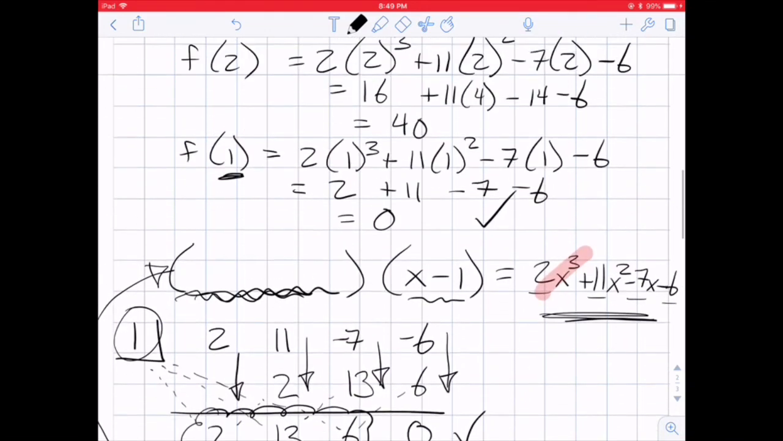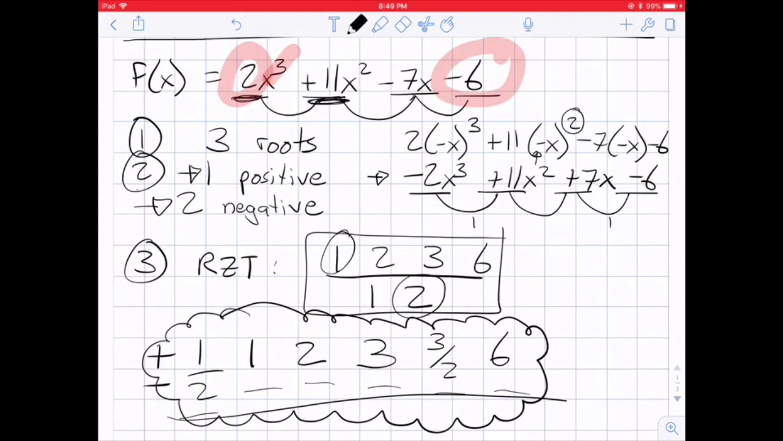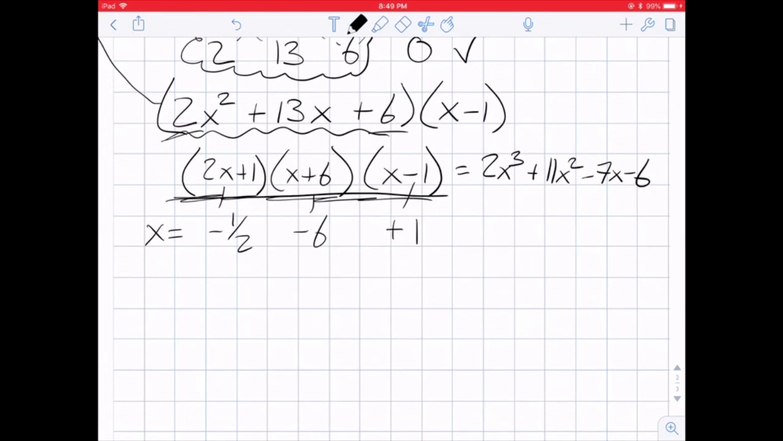And you'll notice, just like Descartes' rule of signs predicted, that we would have 1 positive and 2 negative roots, that's what we have. A negative 1/2 and a negative 6. Those are our 2 negative roots, and that's our 1 positive root.